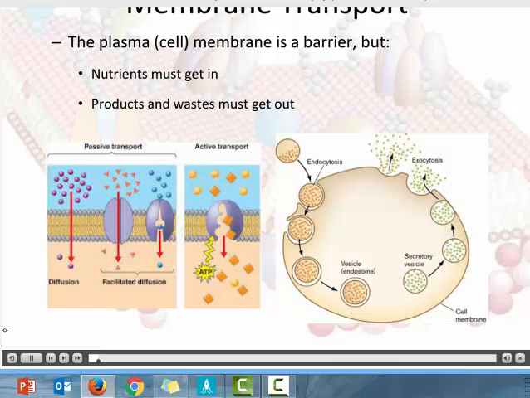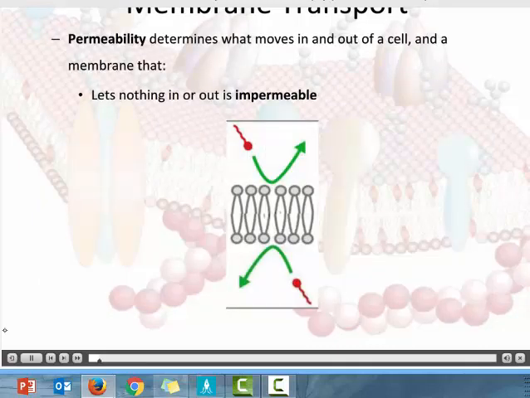Membrane transport depends on permeability. The permeability of a plasma membrane determines what substances are allowed to move into or out of a cell. And our permeability comes in a range. We have 3 different categories, 2 extremes and then 1 middle of the road. Our first extreme is going to be an impermeable membrane.